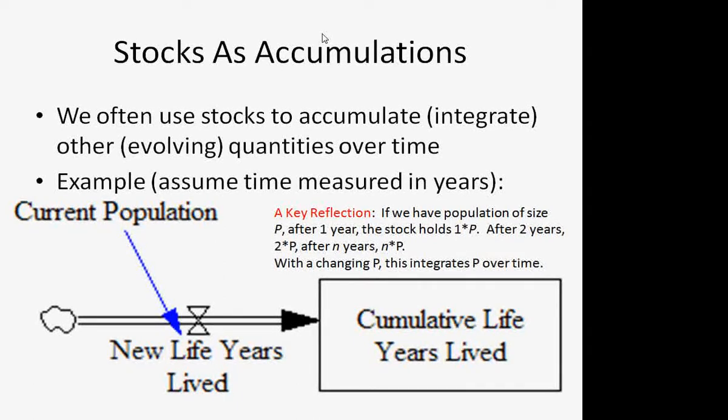So if we have a population of size P, after 1 year, the stock holds 1 times P. After 2 years, it holds 2 times P. After 3 years, it holds 3 times P, right? If we had a population of constant size, this would just accumulate the number of life years lived by that population. With a change in P, it integrates P. So does that make sense to people? That this accumulates, this thing?